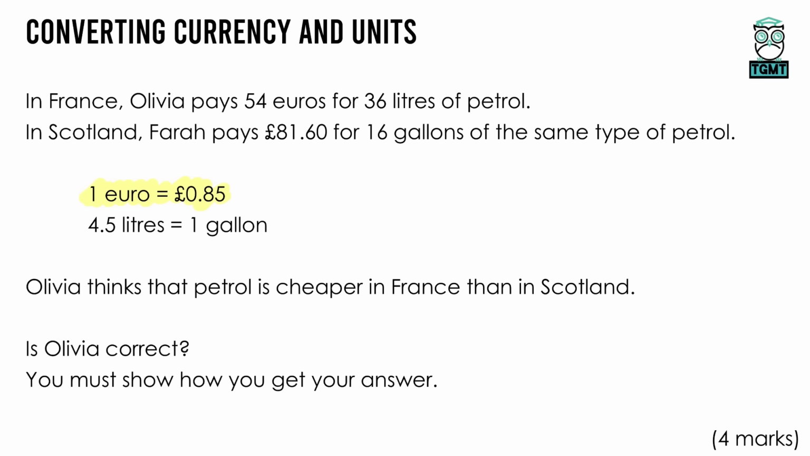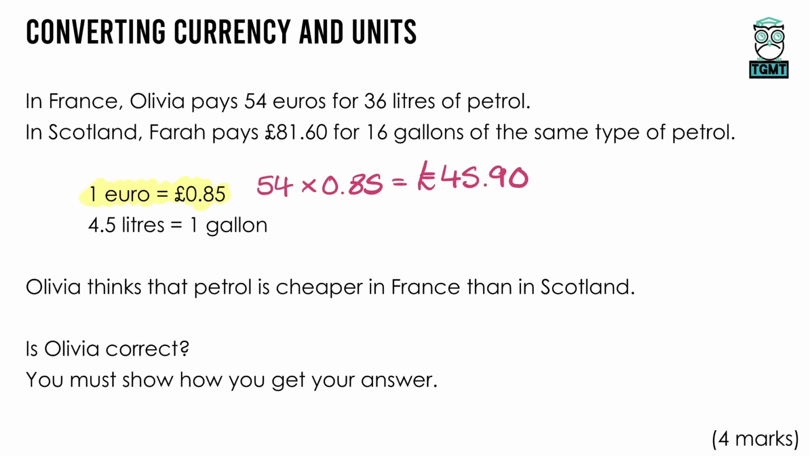But having an awareness that the number has to be smaller means that at least if we do the incorrect one, then we're going to know about it. So the correct method here is to do 54 multiplied by 0.85. That gives us that smaller number, which we'll see now. And we get £49, £45 and 90 pence. So that is the cost of the 36 litres.